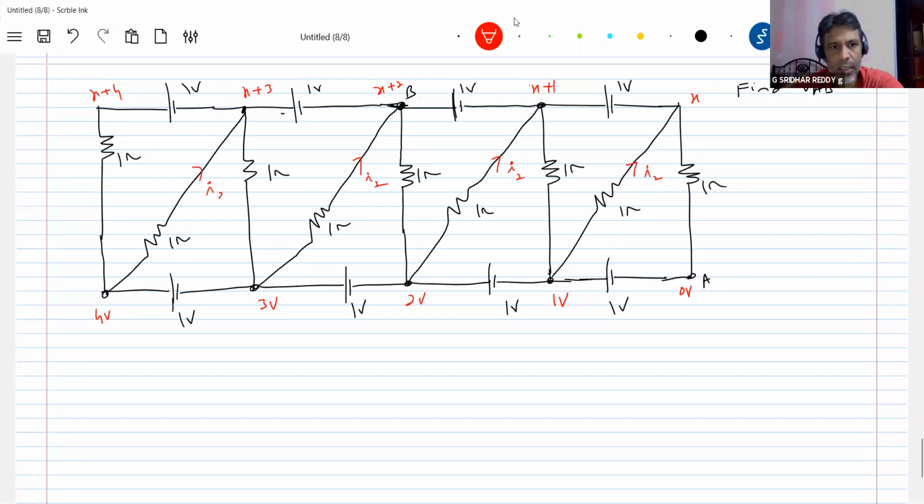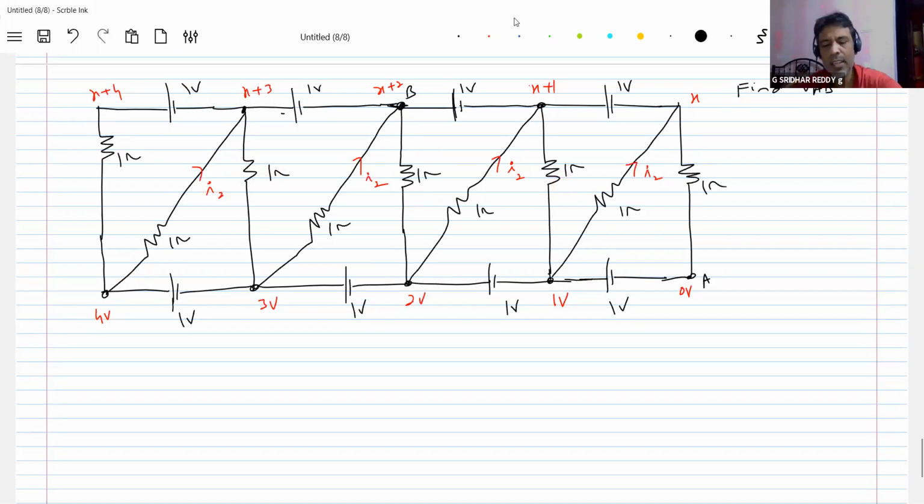Why are you assuming the same current? Because all are having 1 ohm resistance and the potential difference across them is the same. Let's focus on this. What is the potential difference? x minus 0, x minus 0, x minus 0, x minus 0. Here x, or better say x. The drop across these is x.